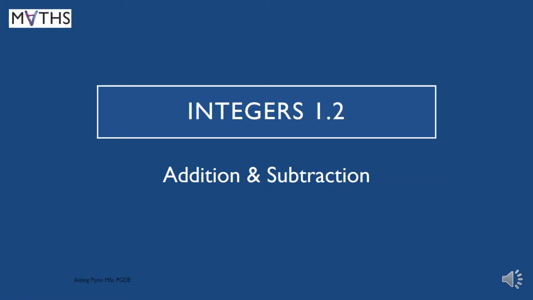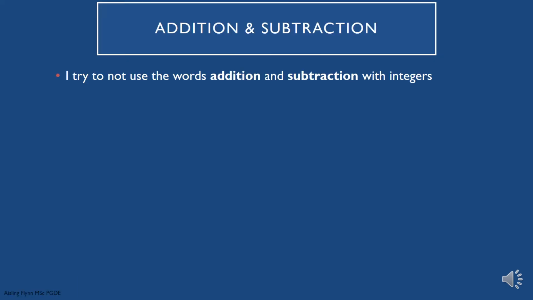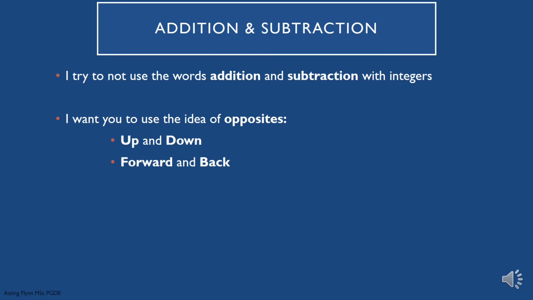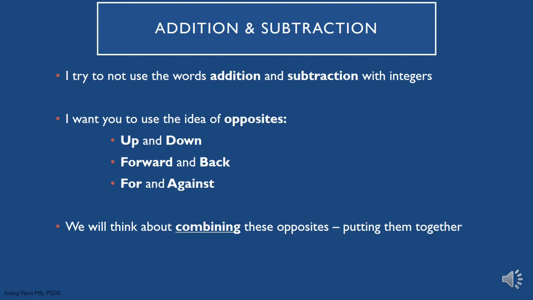This is Integers 1.2, Addition and Subtraction. So actually, I try not to use the words addition and subtraction when we're working with integers. I want you to use the idea of opposites. Up and down, forward and back, or maybe for and against. We will be thinking about combining opposites and putting them together and finding the overall result or the final outcome.